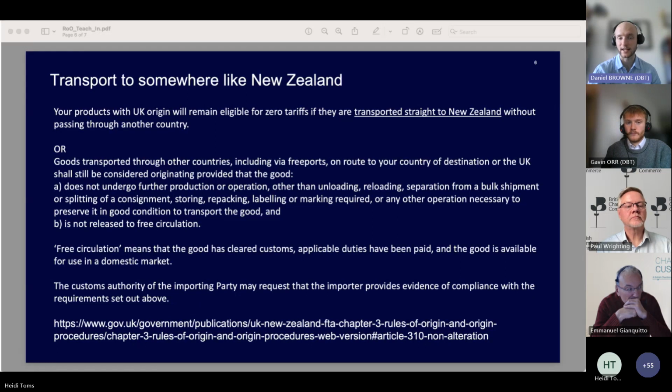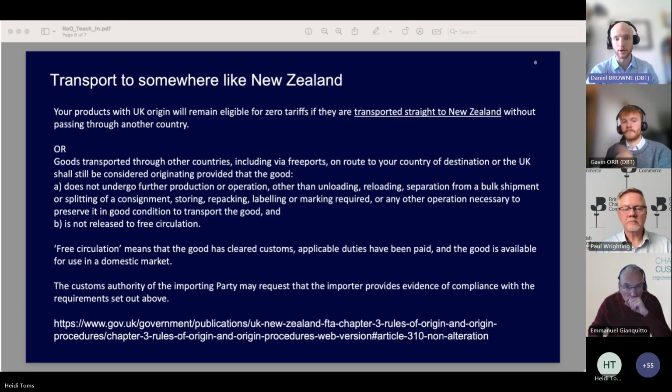There are a list of things that can happen when your good is going through other countries or territories, and these are specified here. So I'm just going to pick one out right now. Labeling. If my agricultural sprayer is labeled, then that's no problem. That doesn't count as a production that's going to add to the good and change it into something else. It can also be repacked, stored, and the consignment of the sprayer can be split as well, if it's split off from a consignment of other things when it's in transit. So these are the set of permissible activities that can happen when the good is in transit.